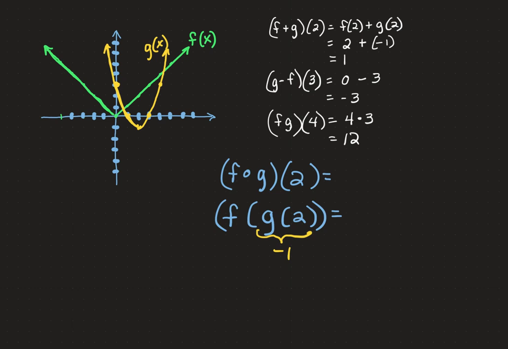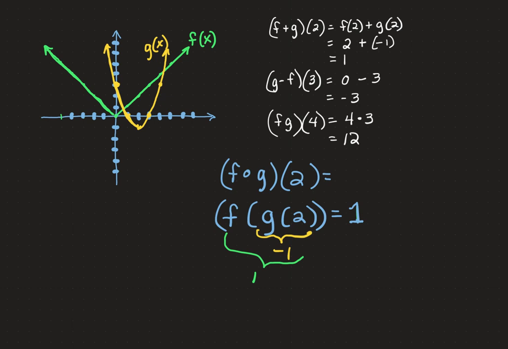So now we need the function f of negative 1. And what will that give us? So we find the function g of 2 that returns a negative 1. Then we take that negative 1 and we go to negative 1 on our graph and read the value of f of x. And that value is 1. So that's our final answer, 1. The function f of g of 2 is equal to 1.